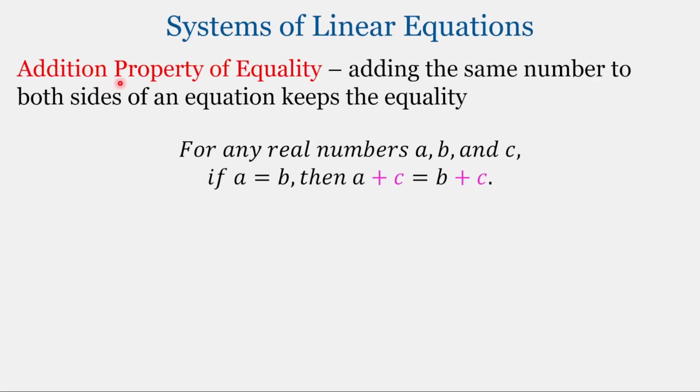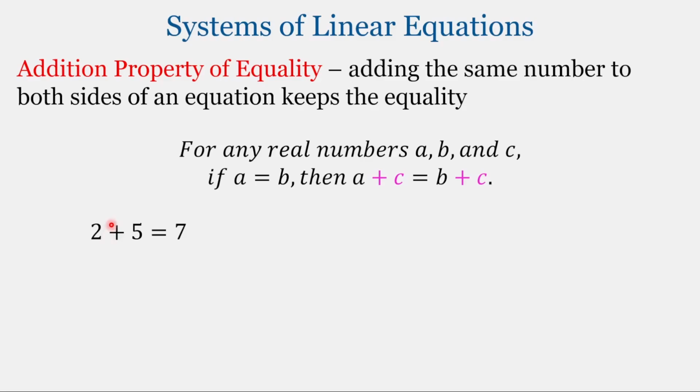With elimination by addition, we're going to use the addition property of equality, which states that adding the same number to both sides of an equation keeps the equality. So for any real numbers a, b, and c, if a is equal to b, then a plus c is still equal to b plus c.